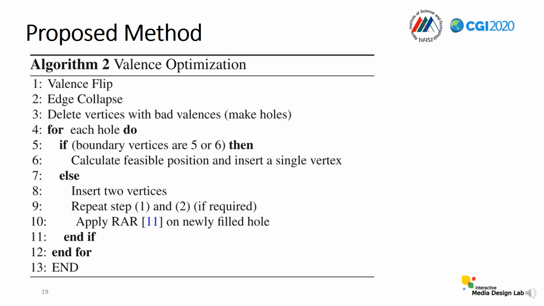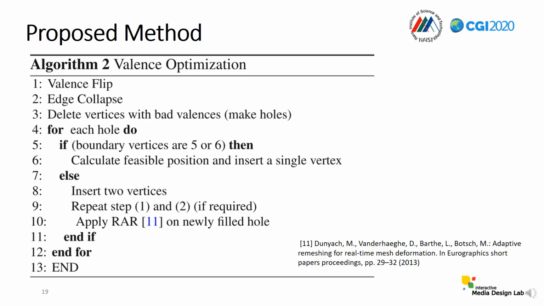We have two steps: edge flips and edge collapse, and making holes. Making holes is in two steps. We make a hole and insert a single vertex, or we make a hole and insert two vertices and apply RAR. So the RAR is this paper.